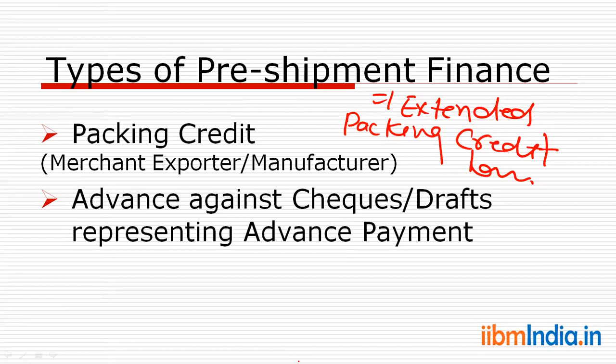Second is packing credit loans. It is extended for the acquisition of raw materials. Sometimes you are receiving a certain order from the buyers, but you don't have the product and services. What actually do we have to do? We have to acquire the raw materials. After that, we can manufacture those goods and services. Clear? Okay, so this is extended for the acquisition of raw material, work in process or finished goods meant for export.